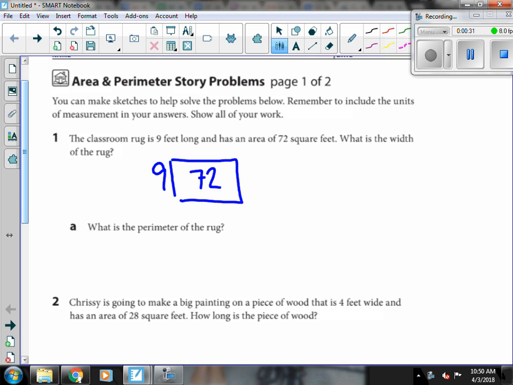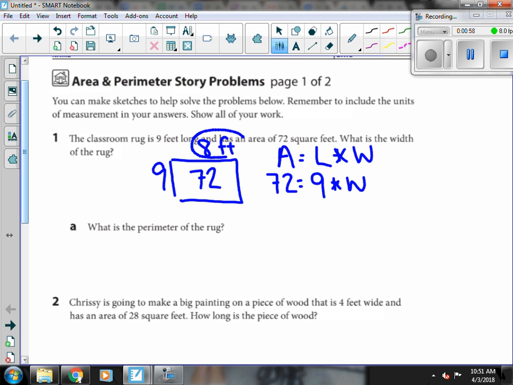And I know that area is length times width. And if my area is 72 and my length is 9, I need 9 times something to equal 72. Or I could think backwards and do 72 divided by 9, which gives me 8. My other side is 8 feet.